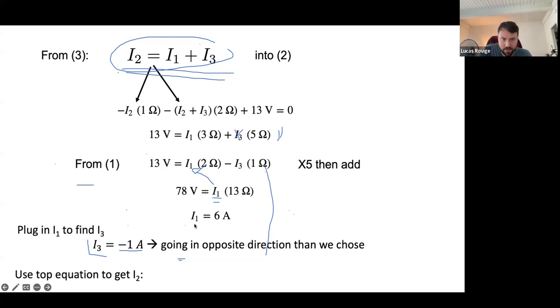Okay, so after this step, we have measured I1 and measured I3, and now we can use the third equation that was giving us I2 as a function of I1 and I3. And so now we can use that to get I2, and we get 5 amps.